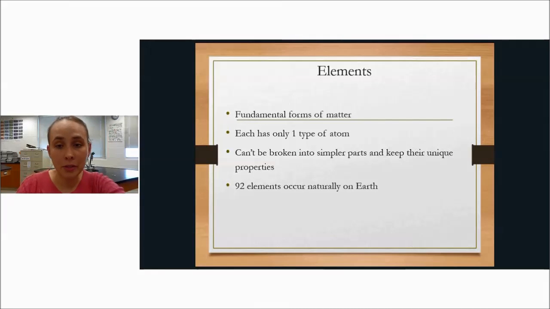When we're talking about chemistry, the first thing we're going to discuss are elements. They are the things that make up the periodic table. Each little square is an element. They are the fundamental forms of matter, and each has only one type of atom. It can't be broken into simpler parts and keep the unique properties. There are 92 elements that occur naturally on Earth.